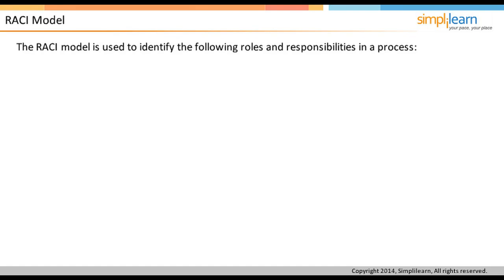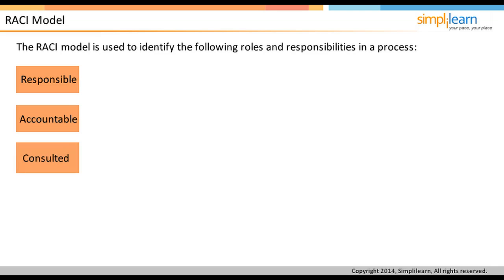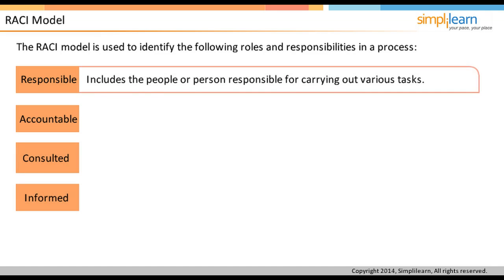The RACI model is used to identify the roles and responsibilities in a process. RACI stands for Responsible, Accountable, Consulted, and Informed. Responsible refers to the people or person responsible for carrying out various tasks. The tasks imply the actual work to be performed.